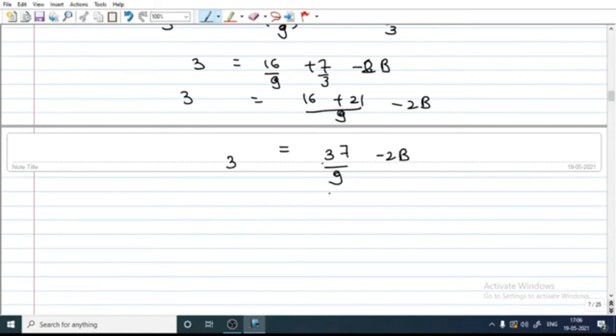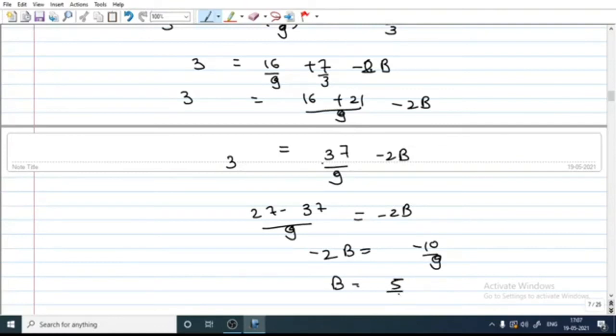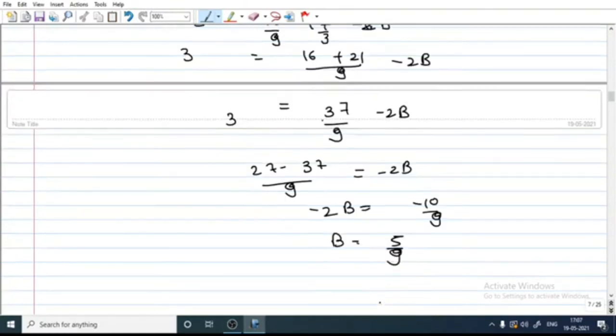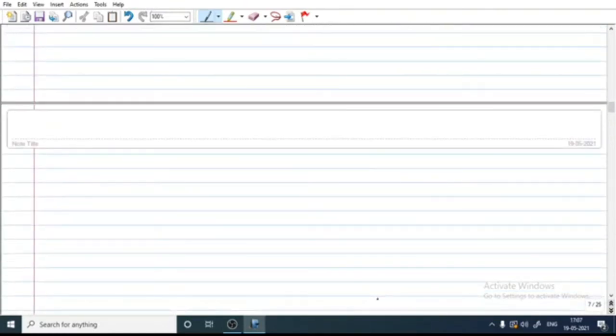37, right? So what you can do here, if you move on here, this will be 27 minus 37 by 9, which will become minus 2b, so you are getting b equals to minus 10 by 9 minus 2, so here b will be nothing but 5 by 9. So if we got a, b and c value, now we can express y properly in terms of partial fraction.